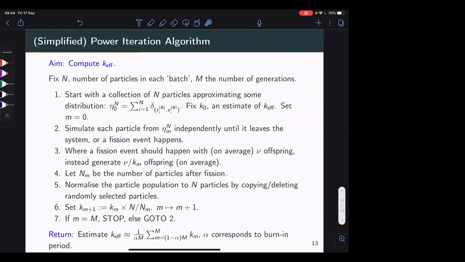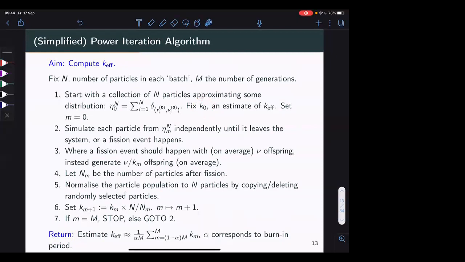So in practice, to try and solve these criticality problems, they run something called a power iteration algorithm. So I'm going to try and explain to you what it is with a slight simplification. Basically, we start with n particles, which is what's going to be our fixed level of particle population, and m generations. We start with a collection of n particles. We fix some initial estimate k naught of our K effective parameter.